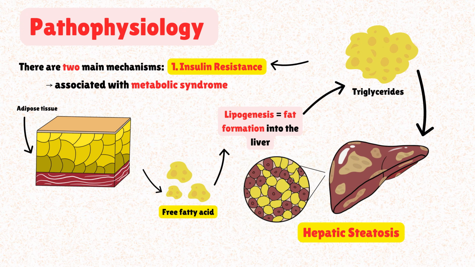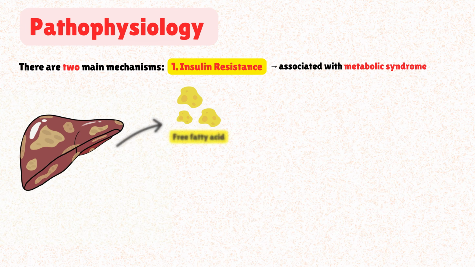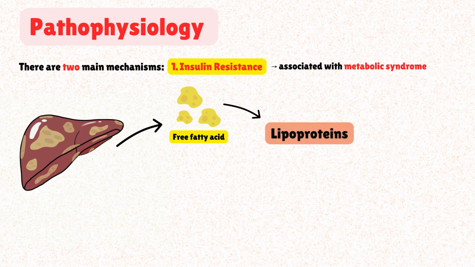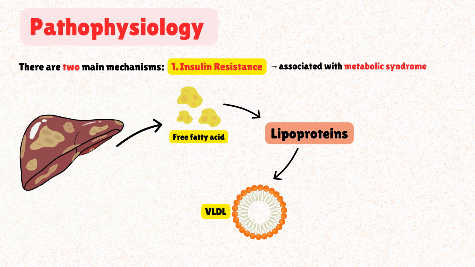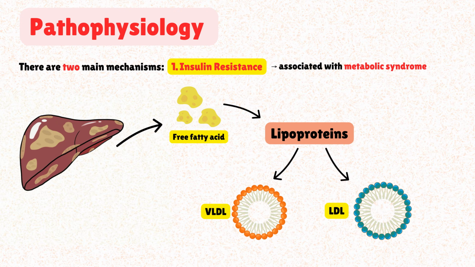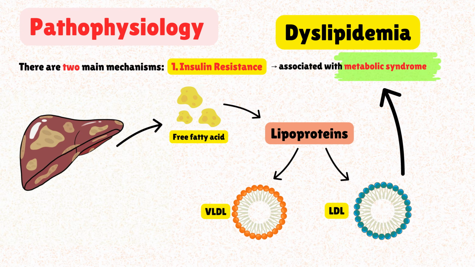In addition to that, the liver packages free fatty acids into very low density lipoprotein, or VLDL, and the overproduction of these particles leads to an increase in other bad lipoproteins like LDL, which is a key factor in the development of one important part of metabolic syndrome, dyslipidemia. It is basically a vicious cycle. Now you can understand why, when we see a patient with an altered lipid panel, they often have fatty liver disease.